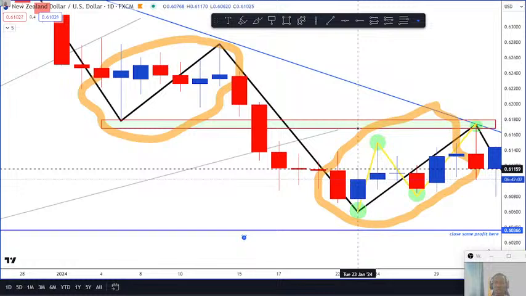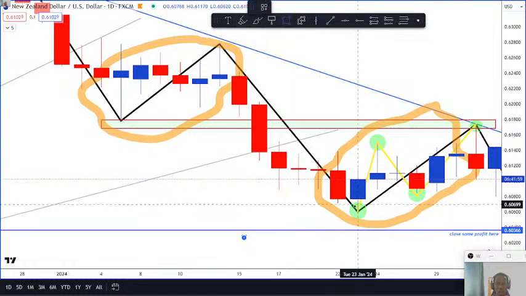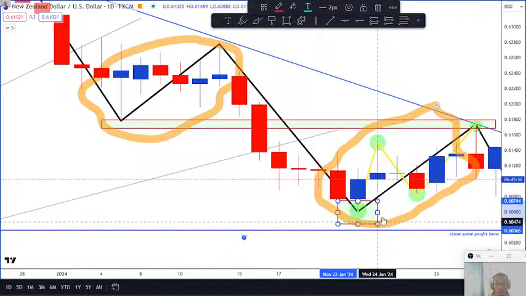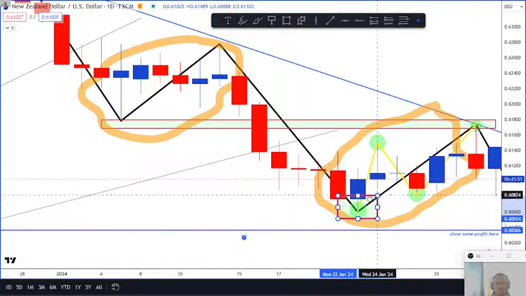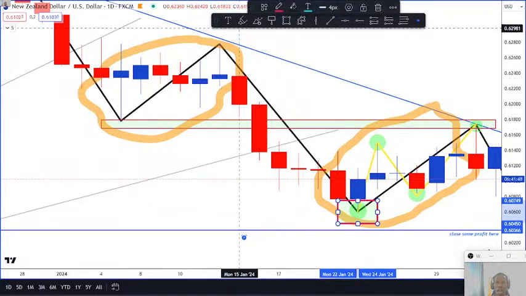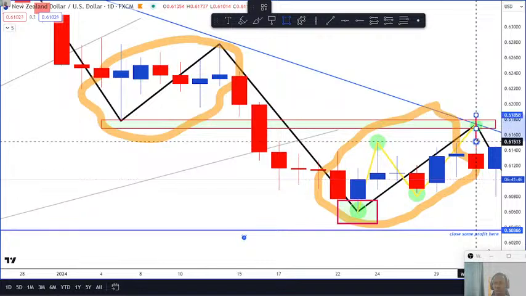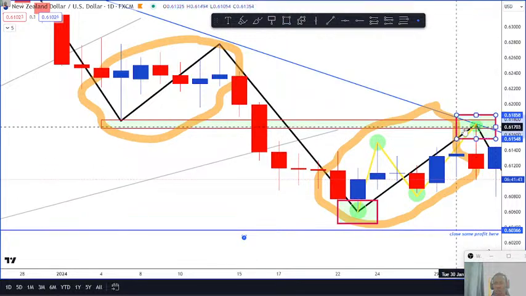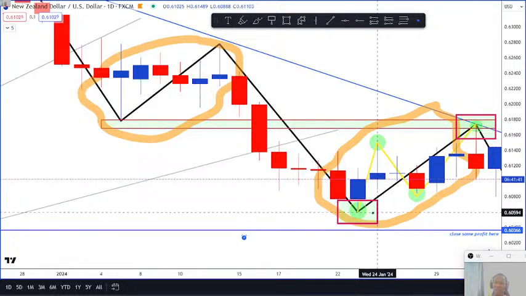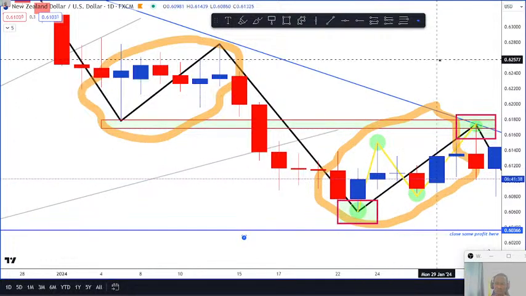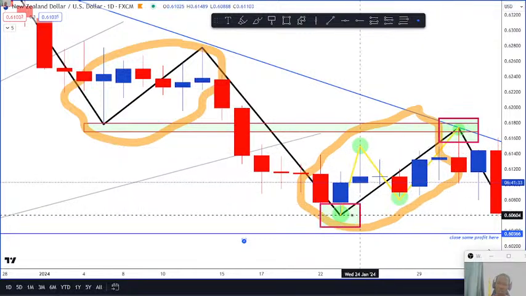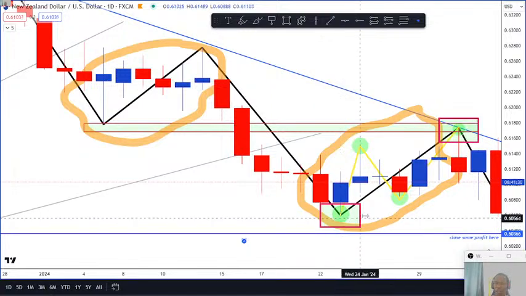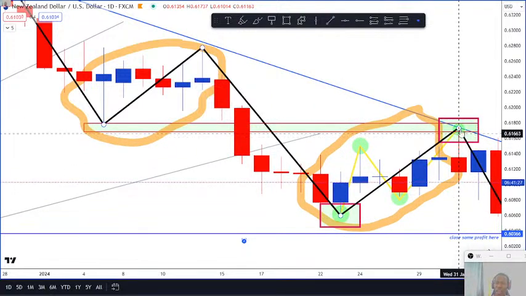So right now, this low right here is more relevant, and this high here is also relevant. Why? Because we have a short-term trade inside of it. So this low here is more relevant, and this high is also more relevant compared to this one.